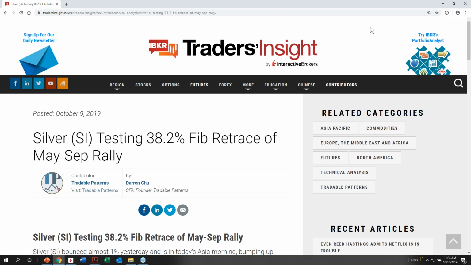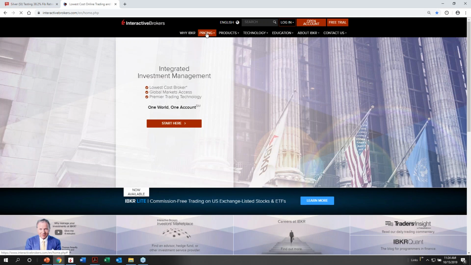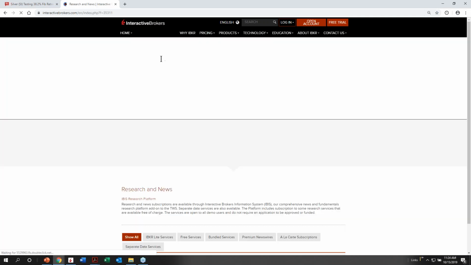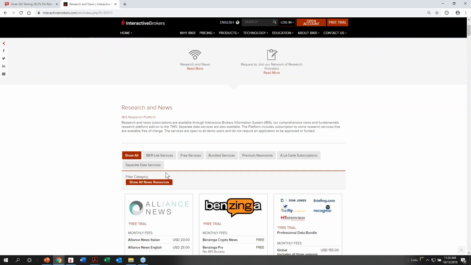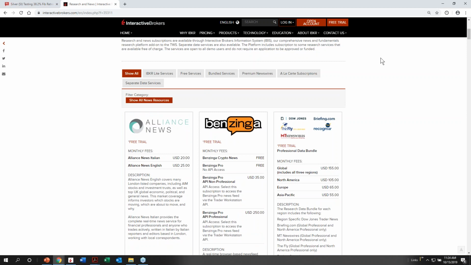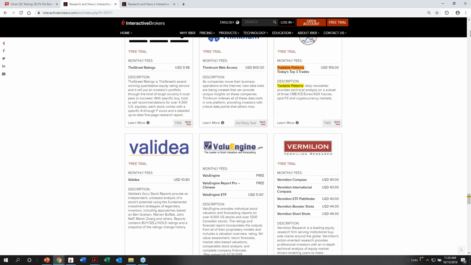Now, also from the Interactive Brokers website, let's open up a separate window. We'll go to my home screen here, because underneath the pricing menu, notice under research and news, we have a separate section that will show you all of the different additional features that can be added to your Interactive Brokers platform. When we go into research and news, you can do a Control F and actually locate Tradable Patterns.